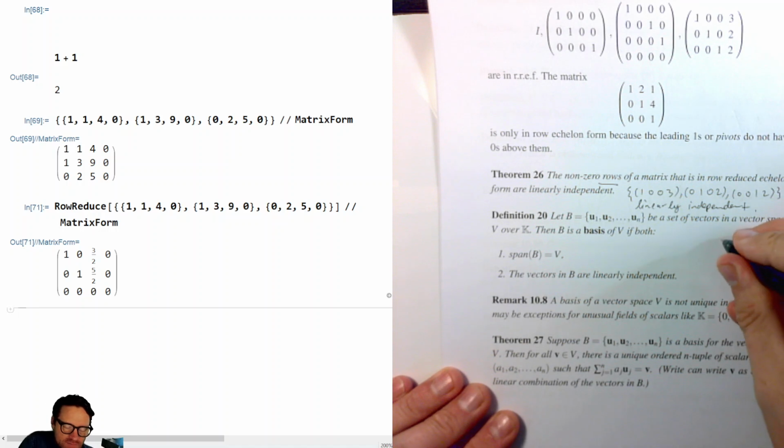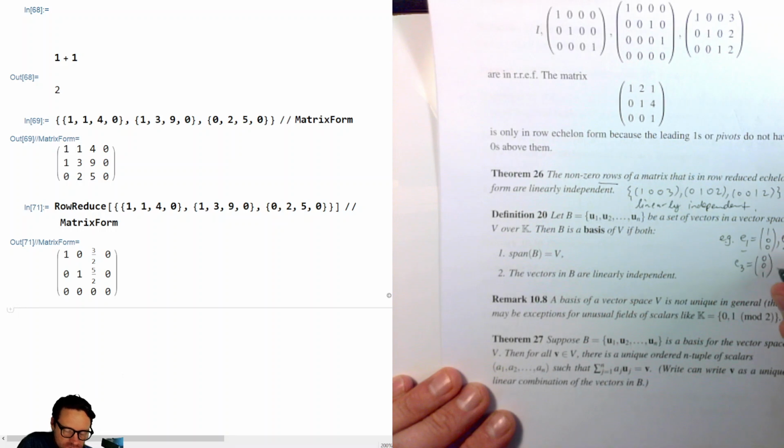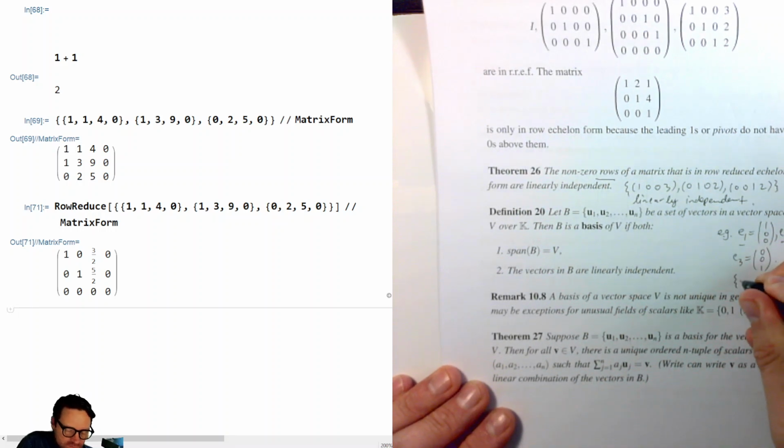So let's write here, for example, E1 equals 1, 0, 0, E2 equals 0, 1, 0, and E3 equals 0, 0, 1. So E1, E2, E3 is a basis for R3.